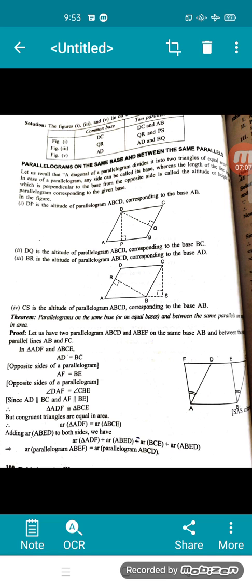Adding area ABED to both the sides, we get area of triangle ADF plus area ABED is equal to area of BCE plus area of ABED. So area of parallelogram ABEF is equal to area of parallelogram ABCD. Please do it again. Draw the figure, write down the given and what to prove, and prove it. Now we go to the next page.